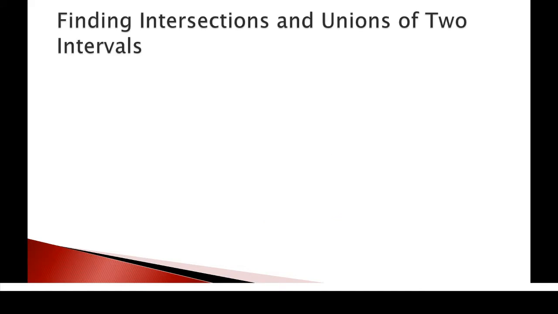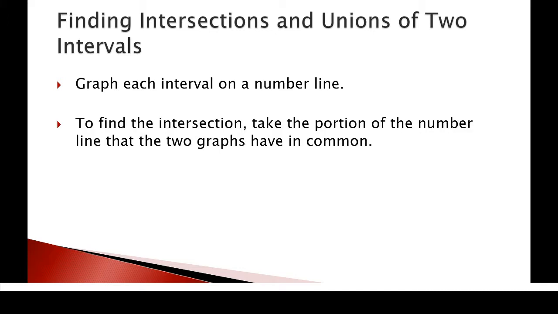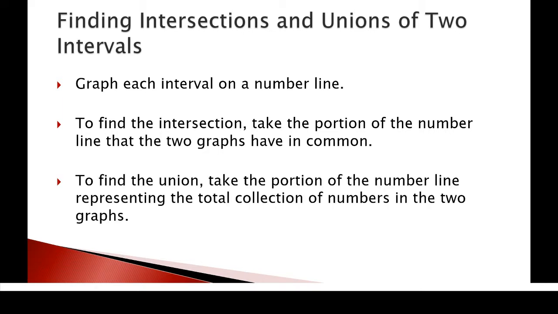Then let's move to the next section, finding intersections and unions of two intervals. These are the steps. First, graph each interval on a number line. Then to find the intersection, take the portion of the number line that the two graphs have in common. To find the union, take the portion of the number line representing the total collection of numbers in the two graphs.